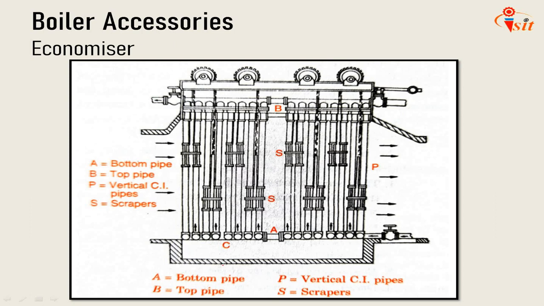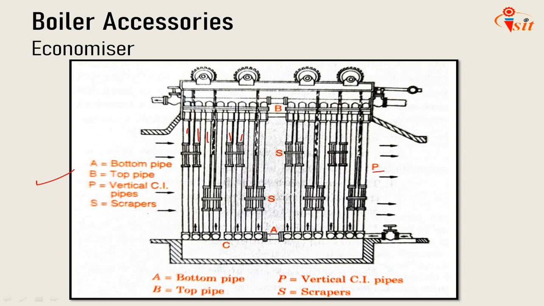Here the figure shows an independent type vertical tube economizer, which is called a Green's economizer. It is employed for boilers of medium pressure range up to 25 bar. It consists of a large number of vertical cast iron tubes. These are vertical cast iron tubes, we are calling them P, which are connected with two horizontal pipes, one at the top and the other at the bottom.